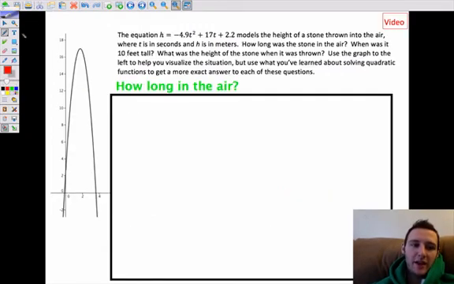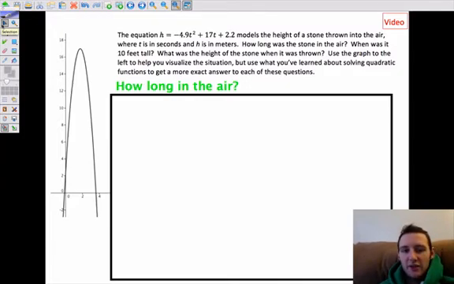Our last example then is a projectile motion type problem. So you've got this equation, h equals negative 4.9 t squared plus 16t plus 2.2. And that models the height of a stone thrown into the air. T is seconds that the stone is in the air, and h is meters. So h stands for the height of the stone in meters.